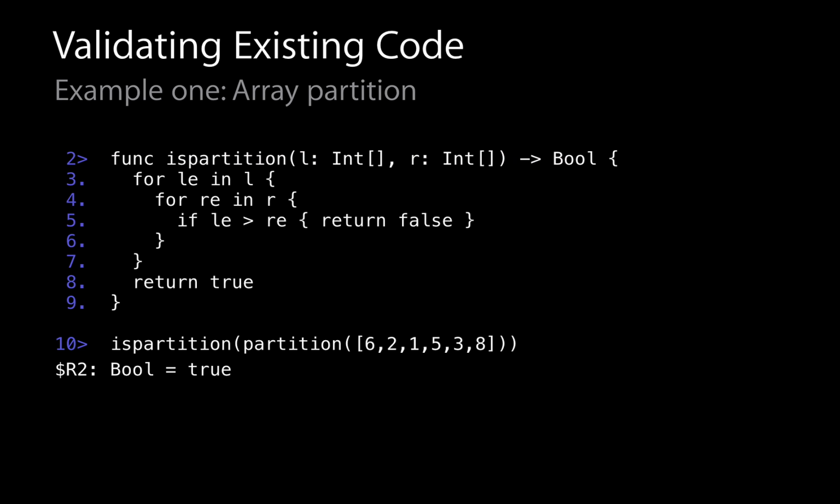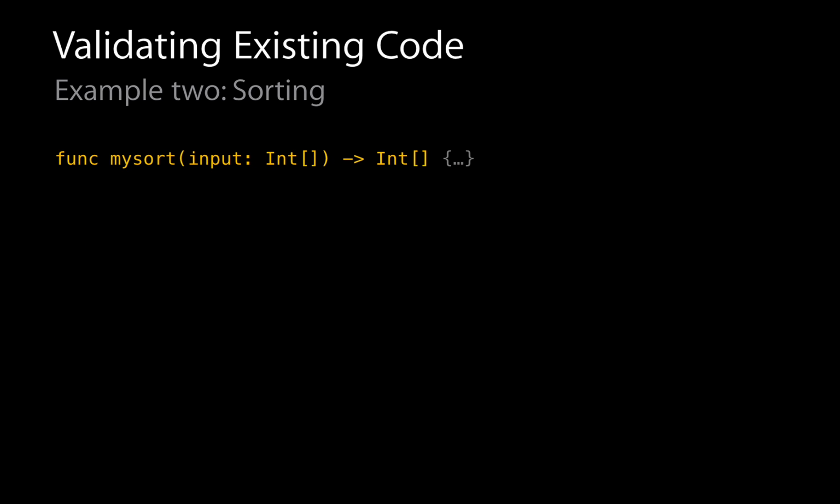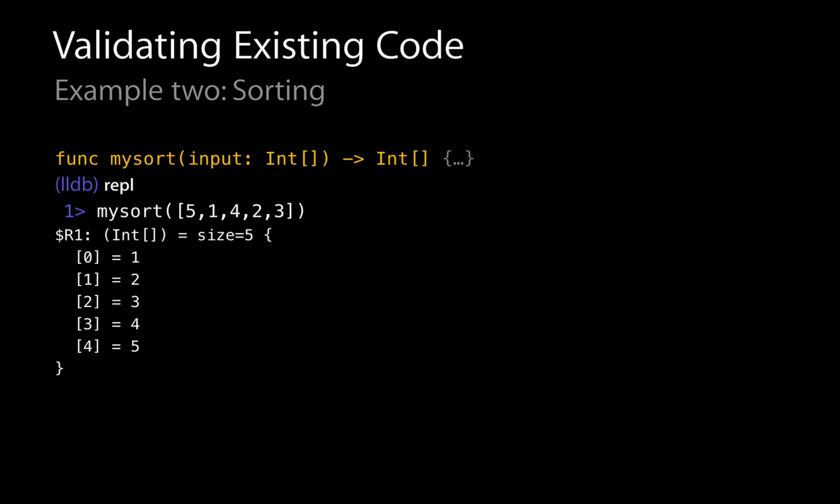Let's look at another example. Using this partition function, I've implemented a sorting algorithm called mySort. Now I want to validate that mySort works. Well, I can enter the REPL again. If I enter the REPL, I can run mySort on an array, and the result is an array that I can kind of eyeball and see is sorted. All right, cool. Well, it fit on a slide. It looks sorted to me. This is probably good enough. But many of your real data structures aren't going to fit on a slide, and you can't easily eyeball them for correctness.